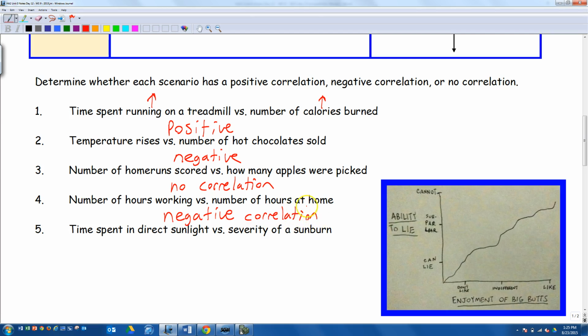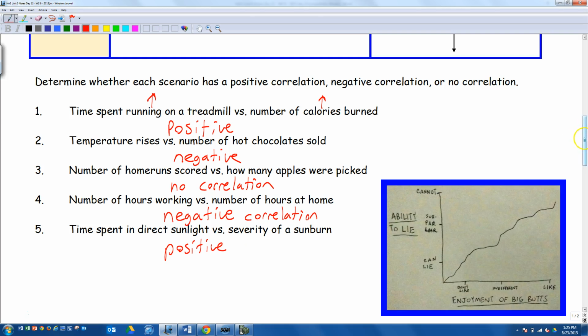And finally, time spent in direct sunlight. So if you're outside longer, the severity of a sunburn goes up. So you would agree that if you're outside longer, the time increases, the sunburn severity increases as well. So this would be a positive correlation.